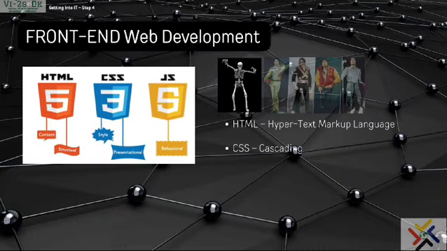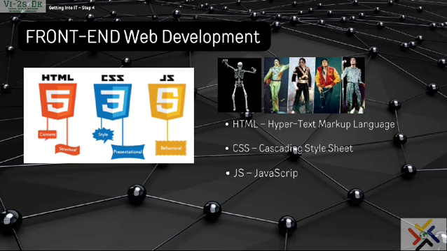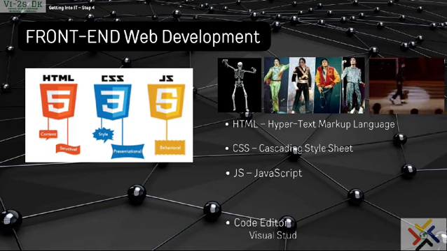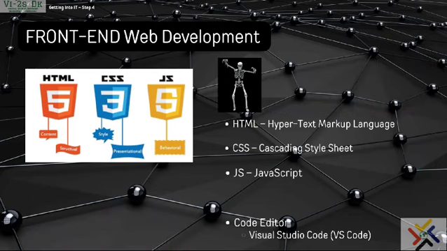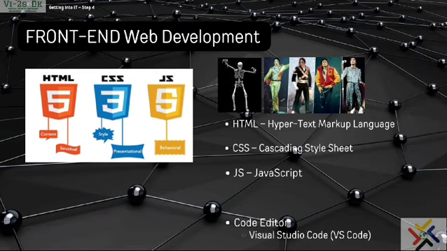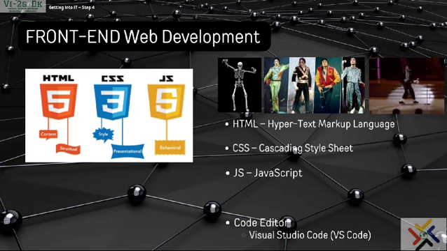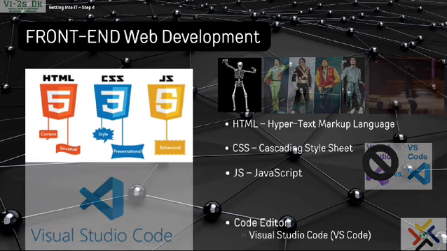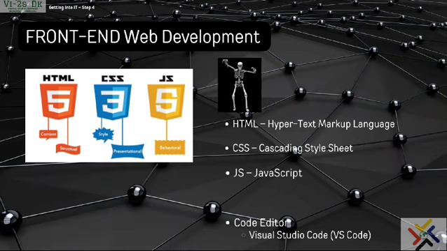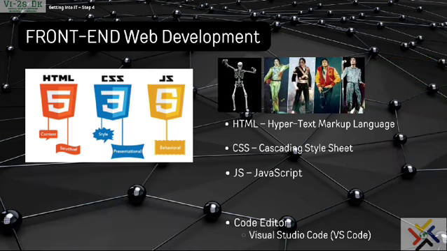The web consists of the front end, which is the client side. To develop for the front end, you need HTML to build the content, CSS to style the page, and JavaScript for the behavior. In order to write any of these, you will need an editor, text or code editor, possibly Visual Studio Code, not to be confused with Visual Studio.